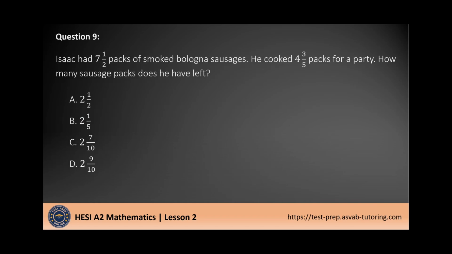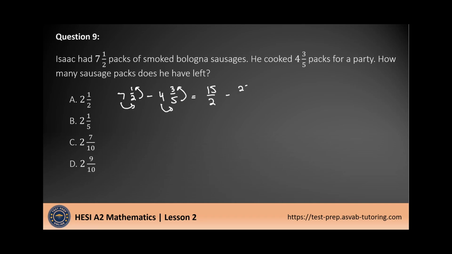Isaac had 7.5 packs of smoked bologna sausages. He cooked 4 3/5 packs for a party. How many sausage packs does he have left? So we started with 7.5. We used, which means we got rid of 4 3/5. We're asking how many are left. So addition and subtraction. Let's turn these into improper fractions. 7 times 2, 14. 14 plus 1, 15. 15 over 2. 4 times 5 is 20. 20 plus 3 is 23.